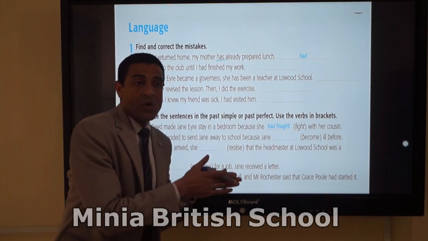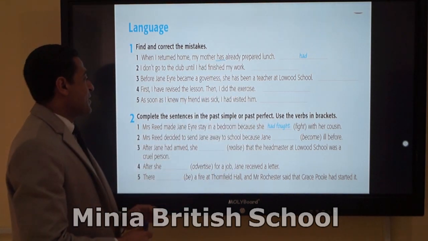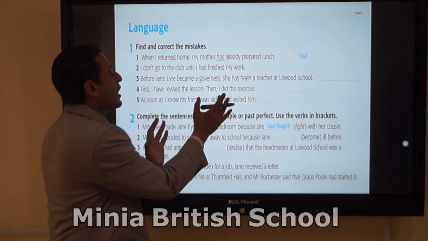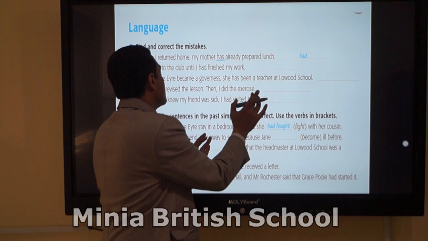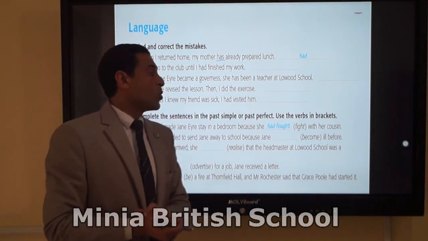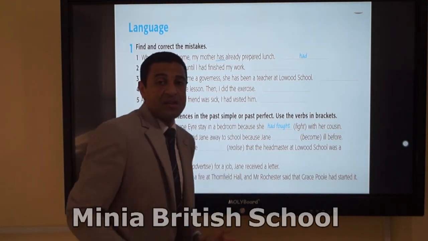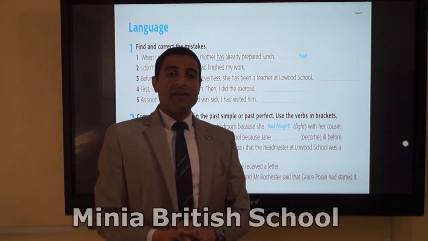Or here, in an easy way, you can change both sentences. As soon as I had visited my friend, I knew he was sick. Or use as soon as in the middle. All these answers are correct.